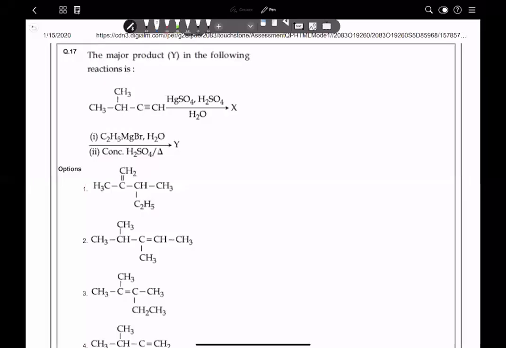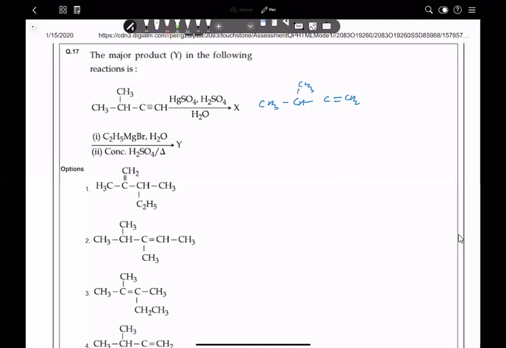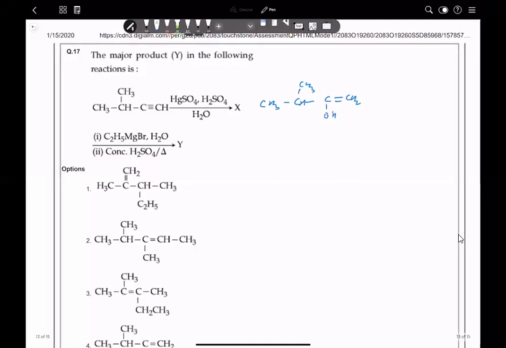So next, question number 17. In 17, across the triple bond we are adding water with H2SO4 catalyst. So we will get CH3 C(OH)=CH2 first, which undergoes tautomerization and will finally lead to CH3 C(=O) CH3. And then we'll add the Grignard reagent over here, CH3CH2MgBr.